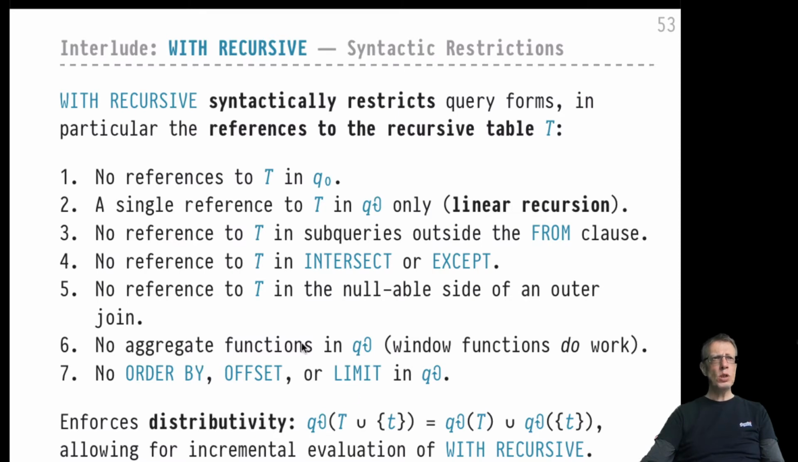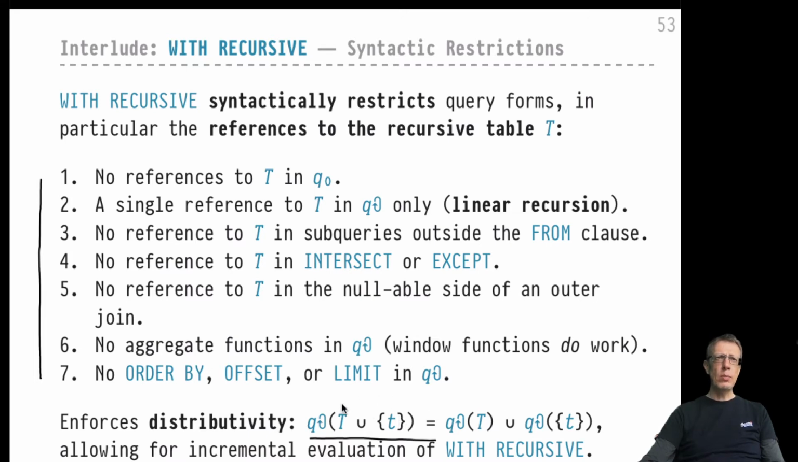So all of this sounds very restricted. And indeed, my personal opinion is it's a pity that many of these restrictions exist. They exist to enable systems to perform certain optimizations on the evaluation of QLoop. In particular, these restrictions enforce that QLoop is a distributive query.